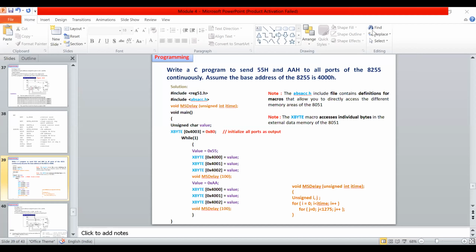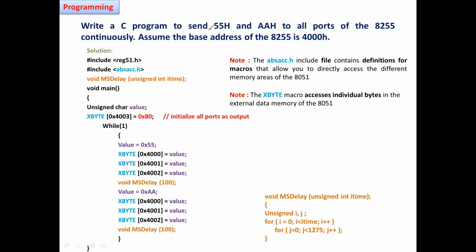What we are going to use is C language. Same program, we are going to use C language. We are going to send 55 and AA to all ports. What are the ports? Let us have a simple design, same diagram.